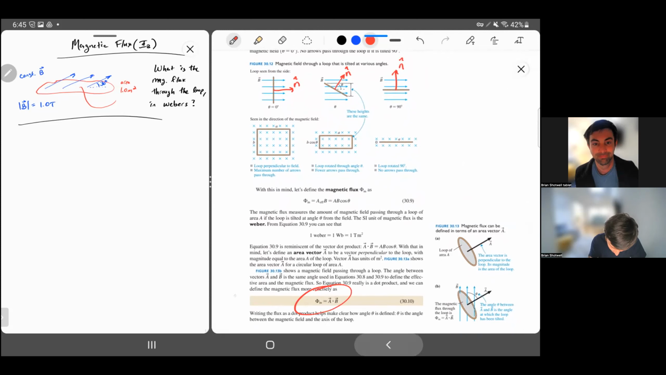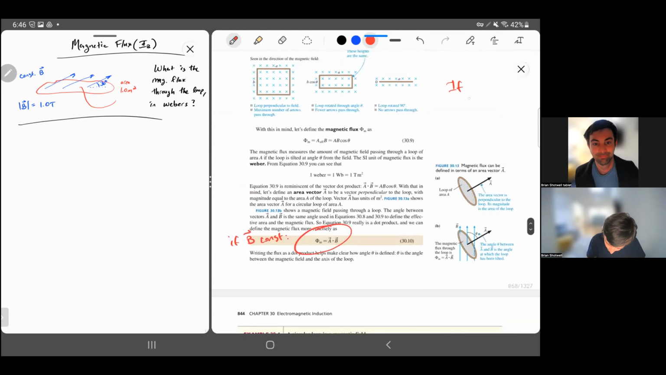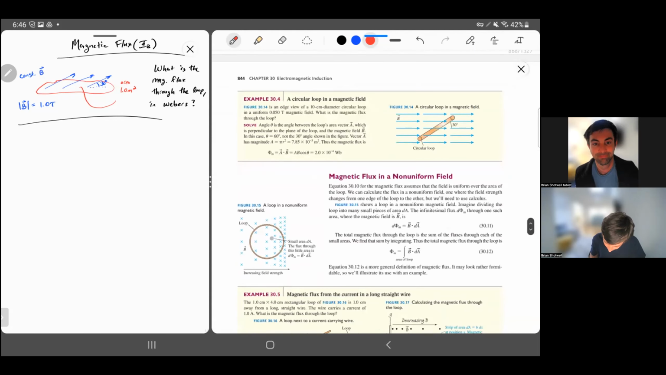So if B is constant over the whole loop, we can write down this formula. More generally, if B is not constant, your book does it later. Normally you would have to split it up into a bunch of little pieces, do B dot dA for each piece, and then sum up all the contributions. So this is if B is not constant.